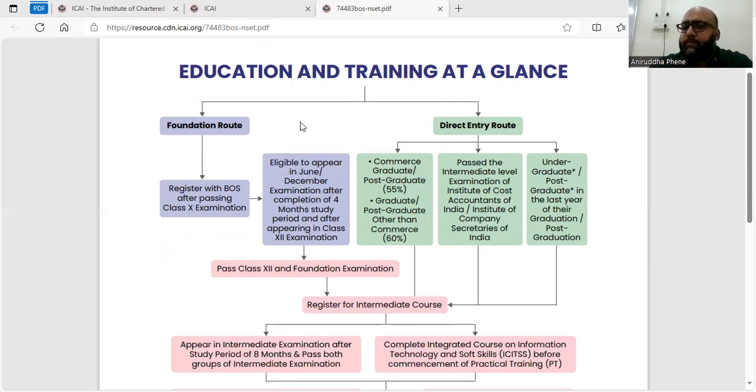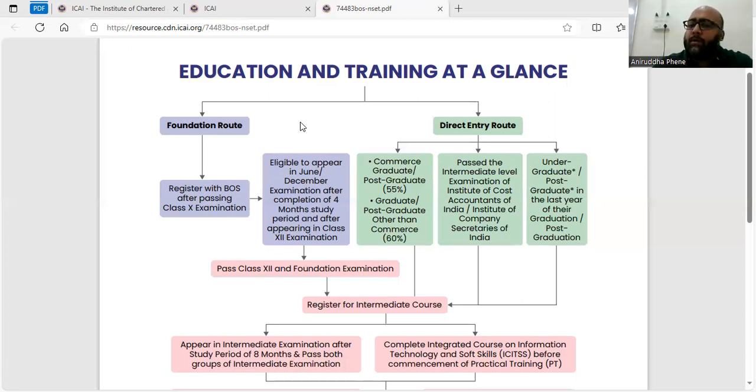So the entry routes are the same. You can enter through the foundation route. That is, after you clear your 10th standard, you can register for CA foundation. You can appear for the exam after your 12th exam. The other route is the direct entry route, that is after graduation. So there is a change in the direct entry route.